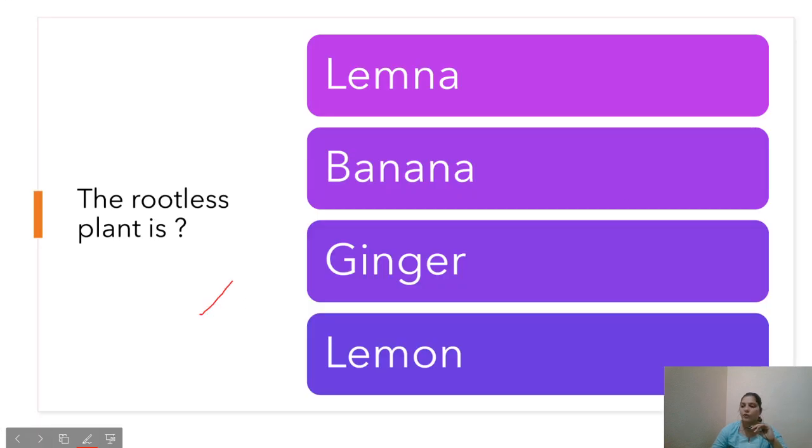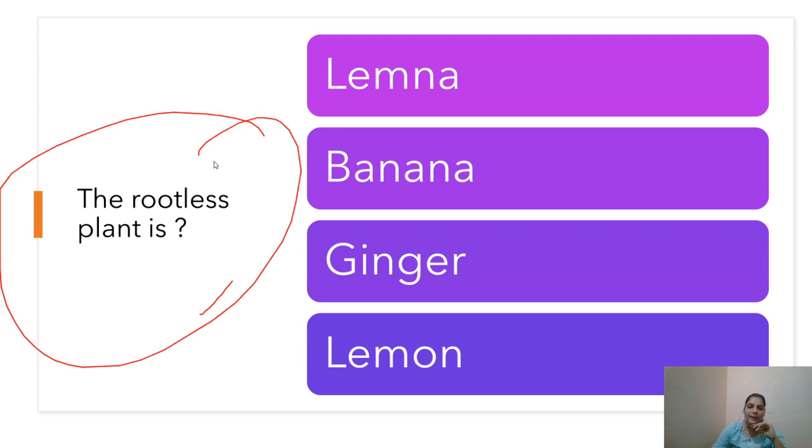The last question of our session is: the rootless plant is lemna, banana, ginger, or lemon. This plant has no root. It has only rhizomes. So which of the following is a rootless plant? The options are lemna, banana, ginger, and lemon.